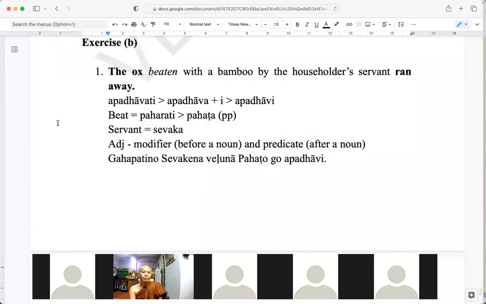And then another question: if I use veluna in front of gahapatino, is it okay? Also okay, but it is the instrumental case, so the agent is easy to understand. So "gahapatino siwakena veluna bahado" is also okay actually. It can be understood.